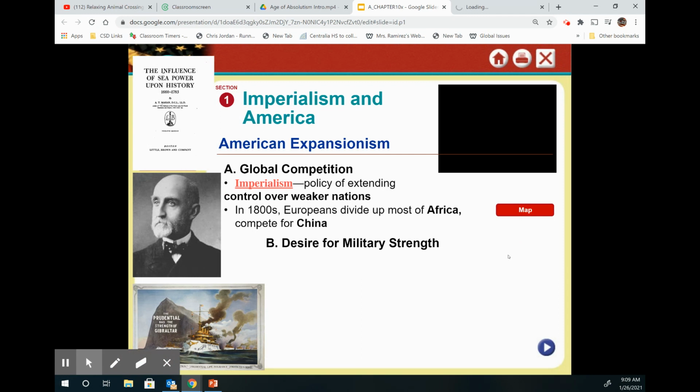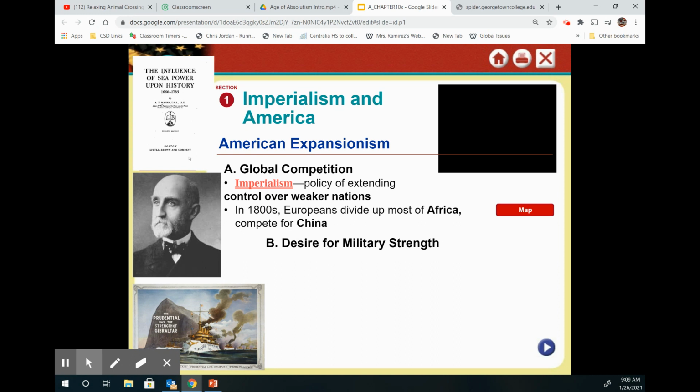The second cause of imperialism was a desire for military strength. So this guy over here, this is Alfred Thayer Mahan. He joined the US Navy in the late 1850s, and he served for nearly 40 years. In 1886, he became the president of a newly established Naval War College, which was located in Newport, Rhode Island. Throughout his lifetime, he was one of the most outspoken advocates of American military expansionism.